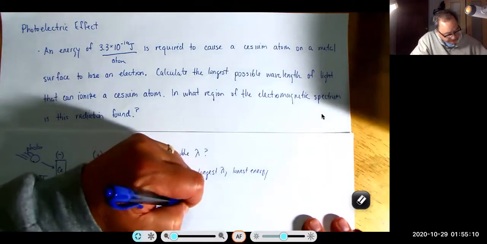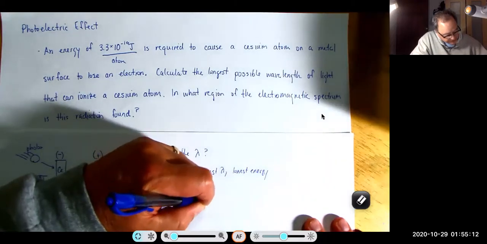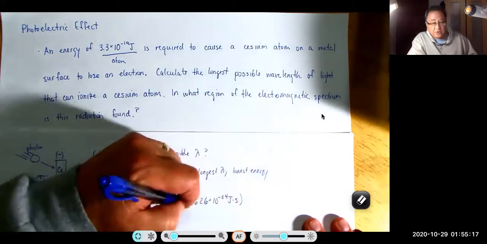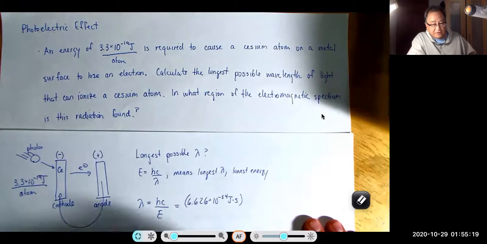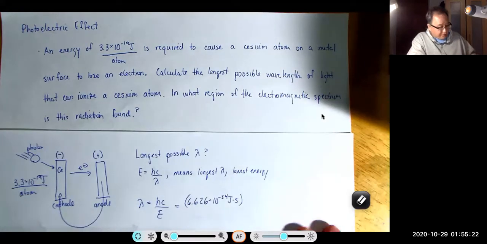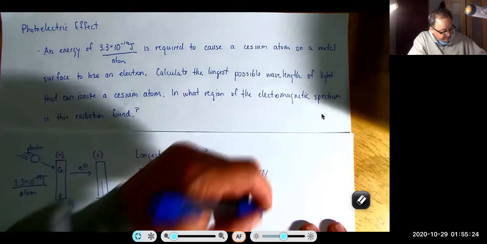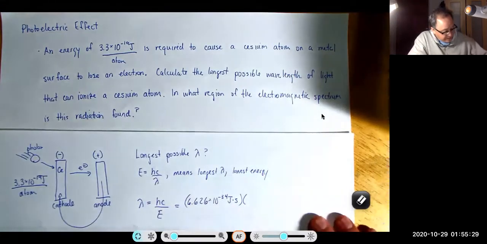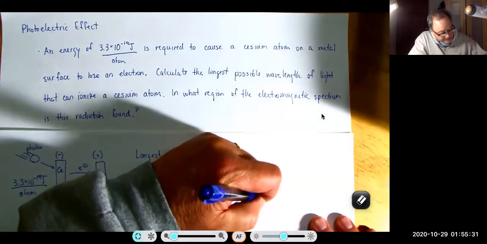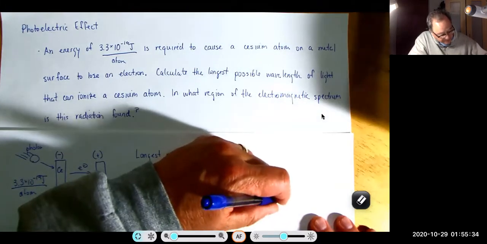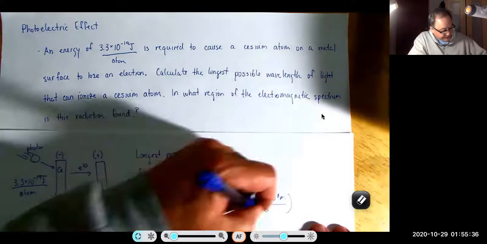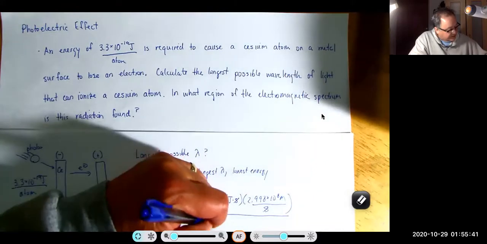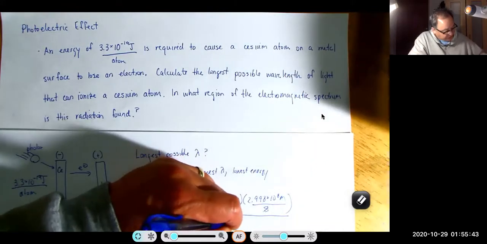h is 6.626 times 10 to the minus 34 joule seconds. Notice I'm not saying joules per second, because per second means over second. When I say joule second, they're both in the numerator like that, and that's kind of weird for us to see two units in the numerator. And we have c as 2.998 times 10 to the 8th meters per second. You can see that these seconds are going to cancel. And then the energy is 3.3 times 10 to the minus 19 joules.